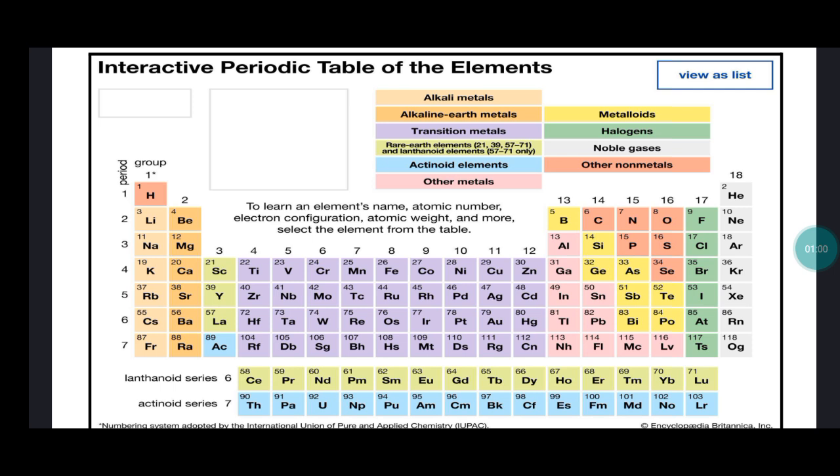S block is divided into two groups, Group 1 and Group 2. Group 1 elements are hydrogen, lithium, sodium, potassium, rubidium, cesium, francium. Second group elements are beryllium, magnesium, calcium, strontium, barium, radium. Like this, all groups are divided into metals, non-metals and metalloids.